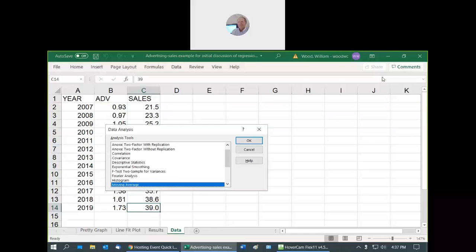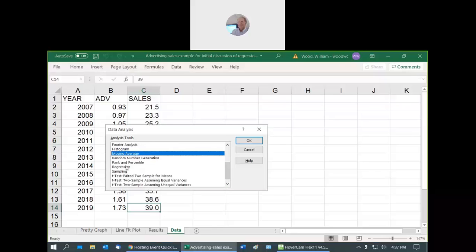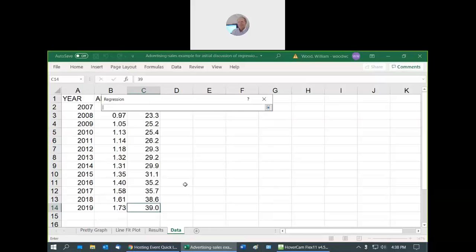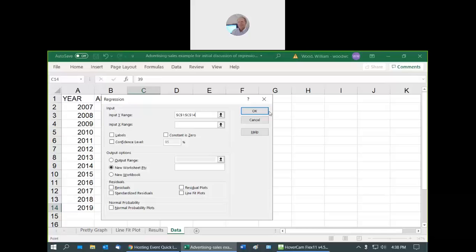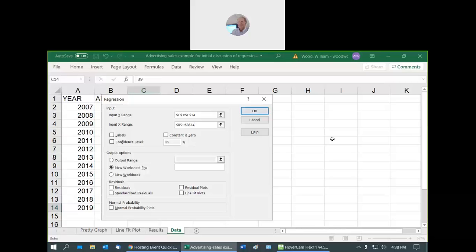We go ahead and go to data analysis, and since that was already installed as an add-in, we pick regression. There's that. And now what we've got to do is input the Y range. This is the dependent variable, the thing that we're trying to explain. And there that is. It is sales. And then here we have the explanatory variable, the thing that in this assumption caused sales to take on the values that they did. So we've got advertising and sales put in.